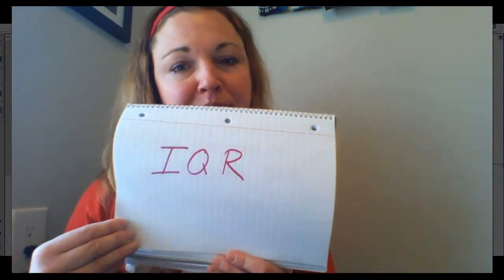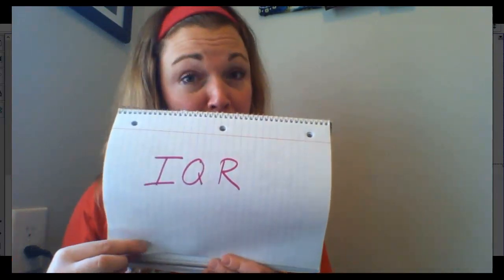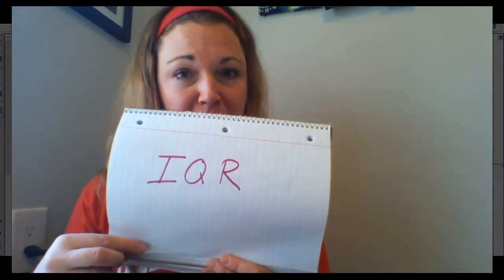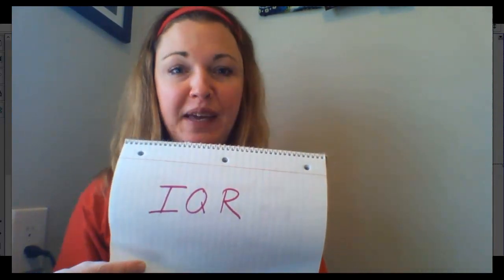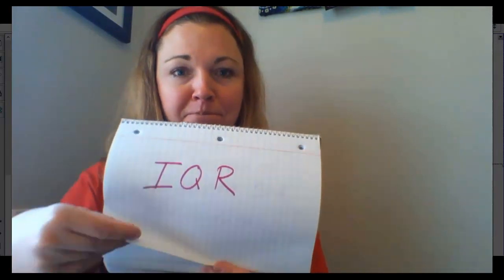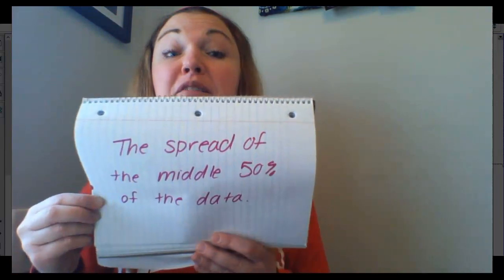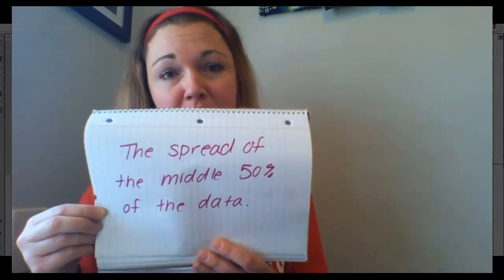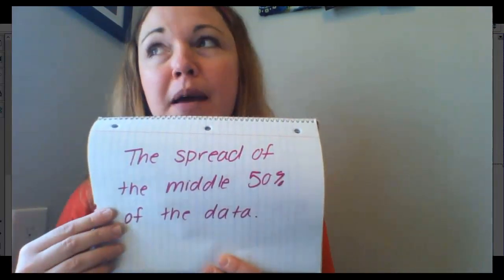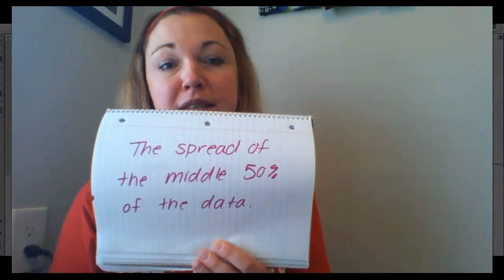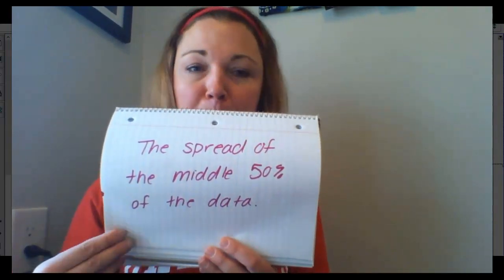IQR, interpreting the IQR. If you've forgotten how to find the IQR, think of it right now. It's quartile 3 minus quartile 1. The spread of the middle 50% of the data is your IQR. So if the IQR in my test was 10, you'd say that's the spread of the middle 50% of Mrs. Opel's test scores.